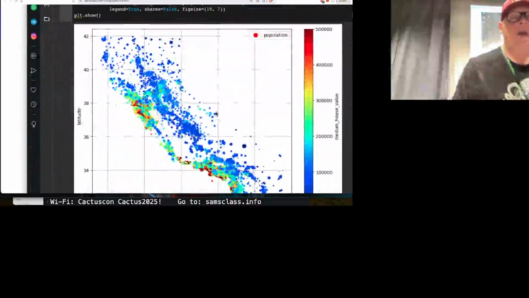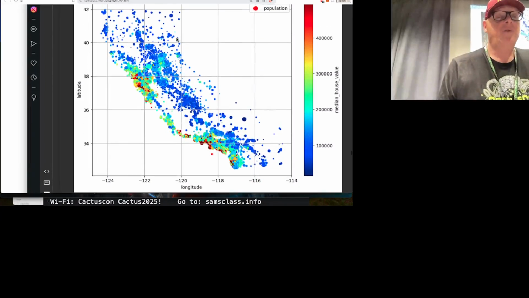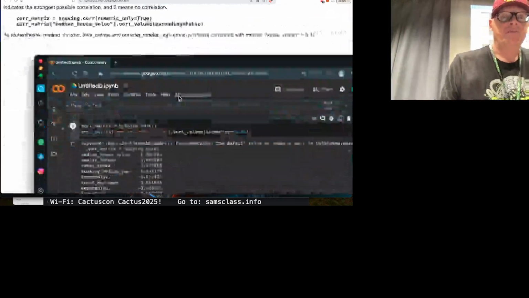Then you might want to include the population and the price with colors and so on to try to see more of a pattern. And of course, you'll see that all the expensive houses are on the coast in San Francisco or LA, and the houses inland are much cheaper.